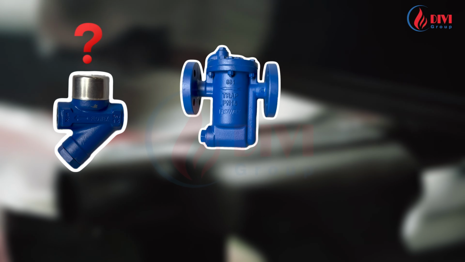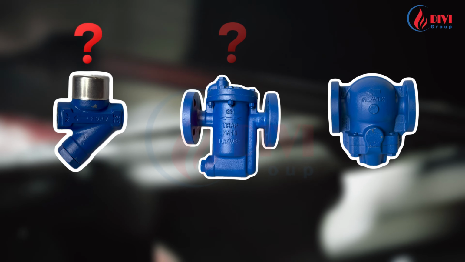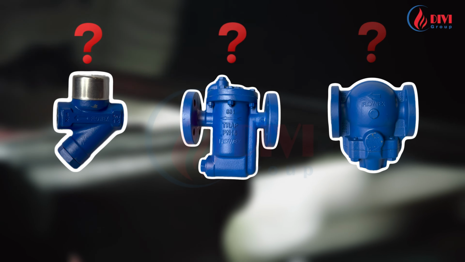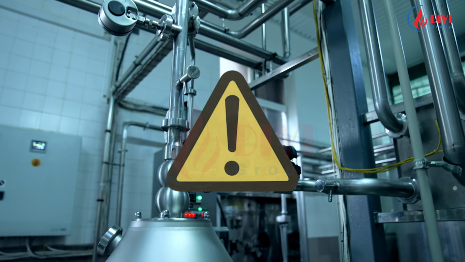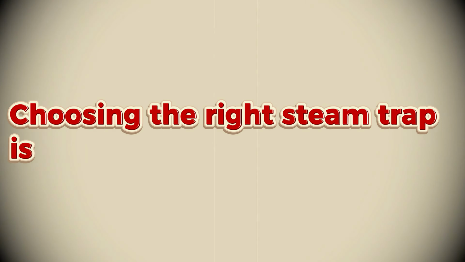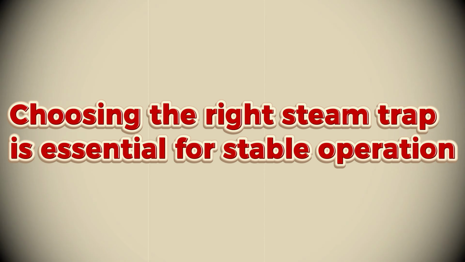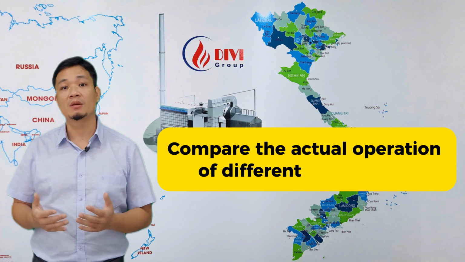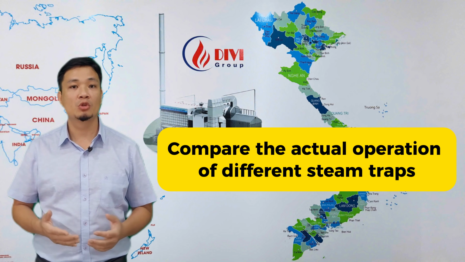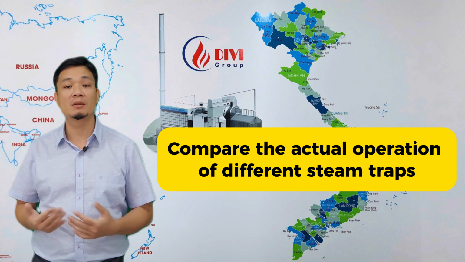Many factories use the same type of equipment, but install different traps at different points, thinking a trap is a trap, and then the operation is unstable, not knowing the reason why. Therefore, choosing the correct steam trap is the key prerequisite for a stable system. In the upcoming videos, I will compare the real operating behavior of each type of steam trap. You just need to watch and you will understand immediately.